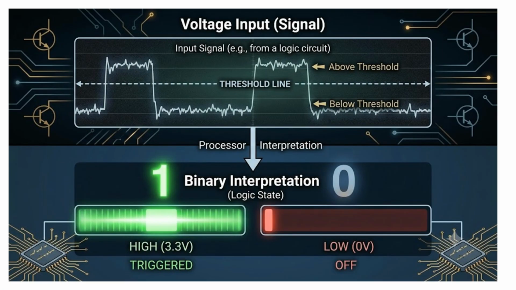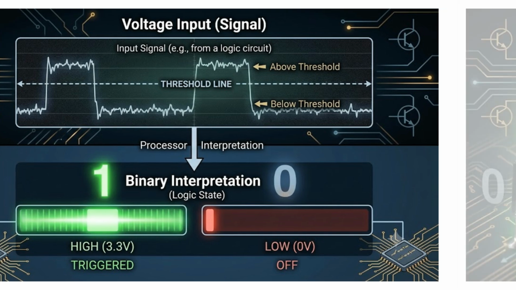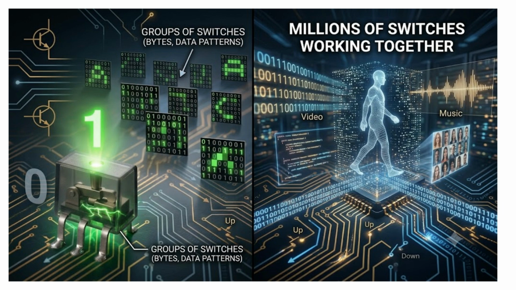By constantly checking whether signals are above or below the threshold, the processor converts electrical signals into the binary language that every computer understands. This simple method allows billions of transistors to process information accurately and at incredible speed. A single transistor can store only one bit of information. That means it can be either 0 or 1.